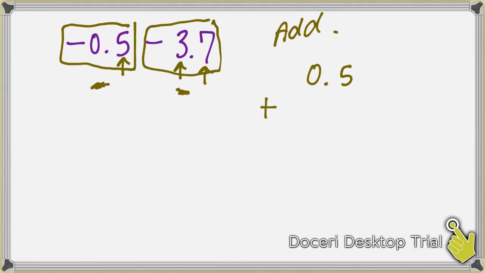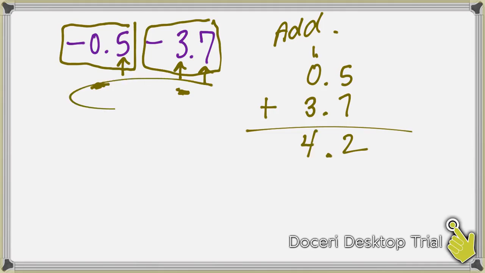So the 0 here is in the ones place, and the 3 here is also in the ones place, and then that 7 is in the tenths place. So we're going to add like this. 5 plus 7 is going to give me 12. And then I have 1 plus 0 plus 3, which is 4. Bring my decimal straight down. So I get 4.2, but they were both negative. So when they're the same sign, you add them and keep the sign. So you should get negative 4.2.